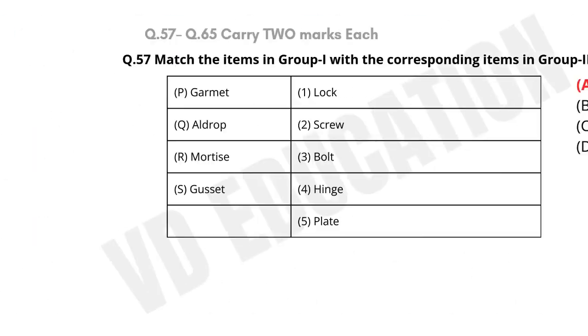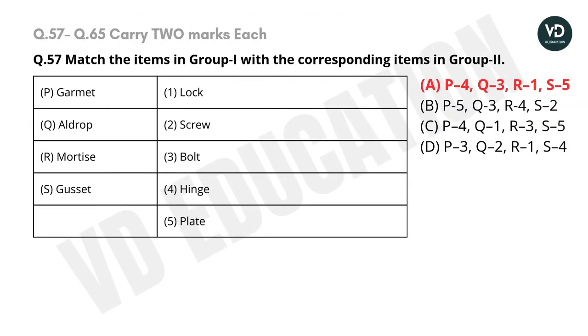Okay, question number 57. Match the items in group 1 with their corresponding items in group 2. Options they have provided: P. Garment, Q. L-drop, R. Mortise, S. Gasket. And their items are lock, screw, bolt, hinge and plates. They have provided 4 options here for the relationship and the correct option is A.